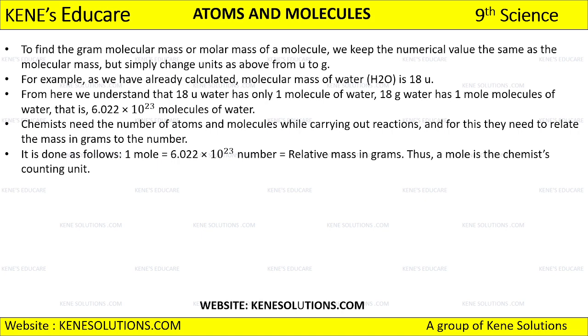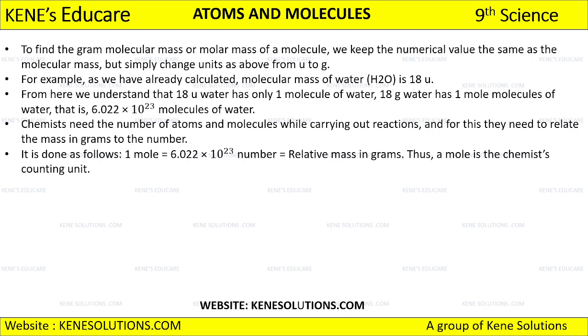So from here we understand that 18U water has only one molecule of water, right? 18U water will have one molecule of water. 18G water will have one mole of water molecules, and that is 6.022 into 10 raised to 23 molecules of water.